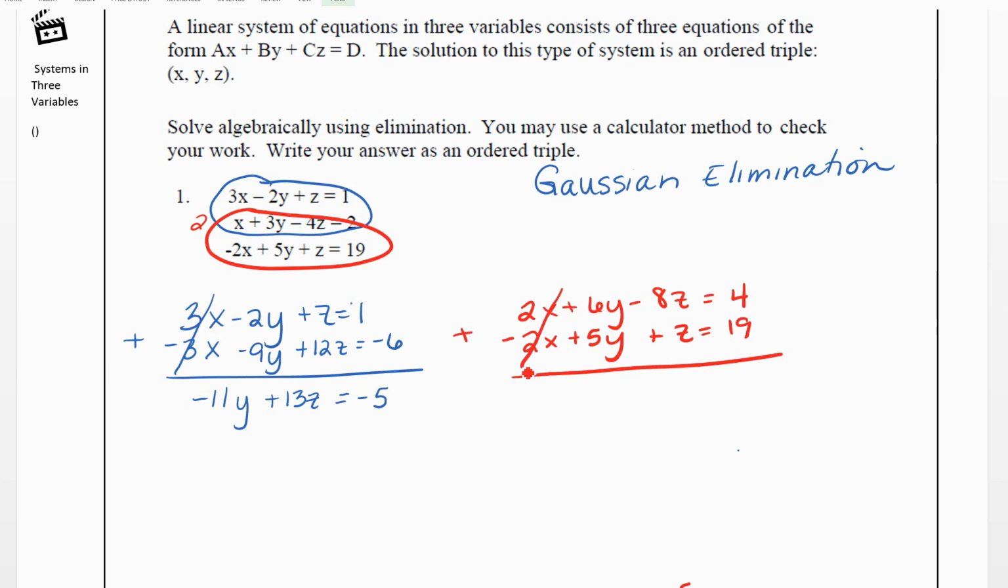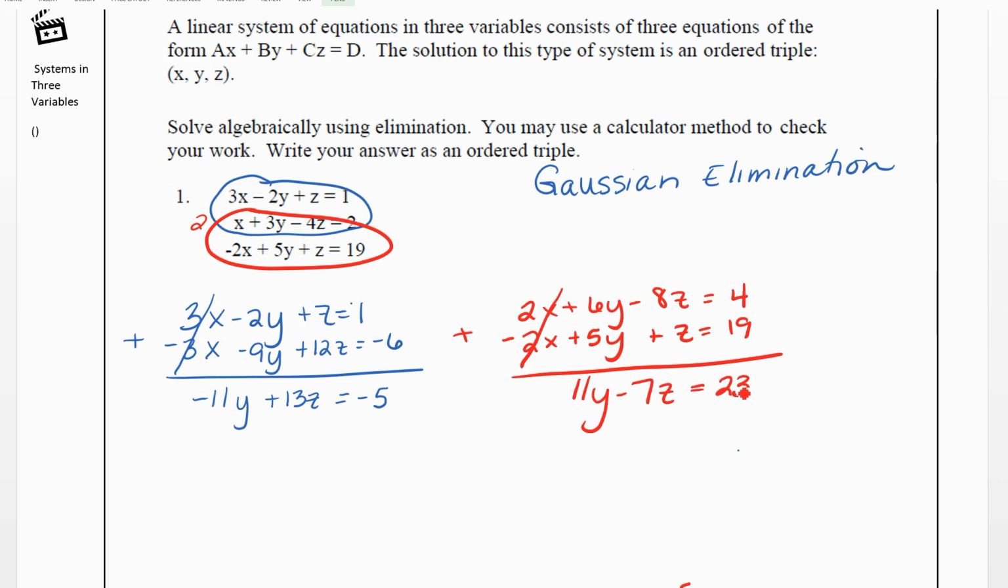It was very important to do this so that in both cases the same variable was eliminated. It wouldn't have to be the x each time. Here that kind of worked out nicely, but you just want to make sure that in both cases the same variable is eliminated. So here we have 11y minus 7z equals 23.